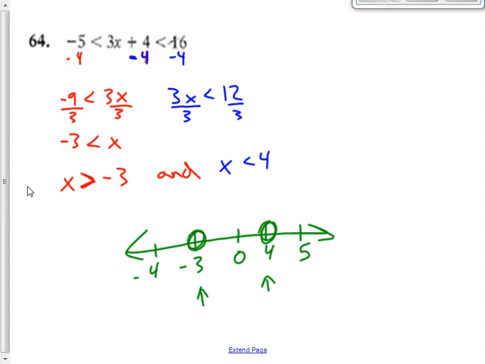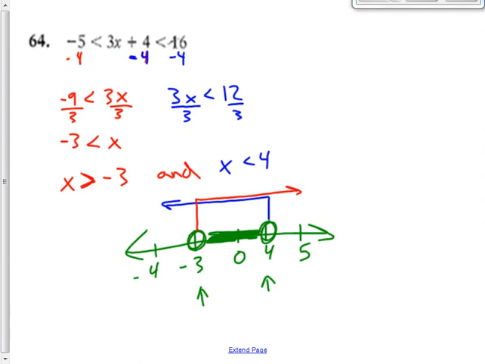Take a look at what these say. X is less than 4. That's all the numbers that go this way. X is greater than -3. That's all the numbers that go this way. I have an overlap. That overlap is going to be my answer. So my overlap is here. I want all the numbers that are bigger than -3 and less than 4. And that's all the numbers in between there.